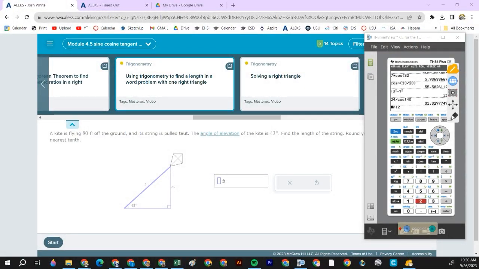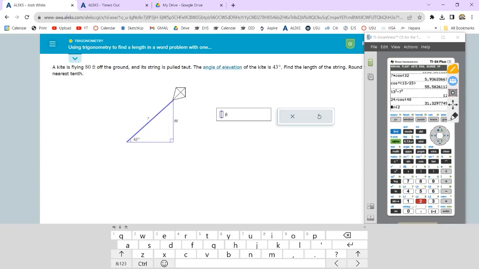This is part 2 of 4.5. So we have a kite that is 80 feet off the ground. If you pull the string tight, the angle of elevation is 43 degrees. Find the length of the string.